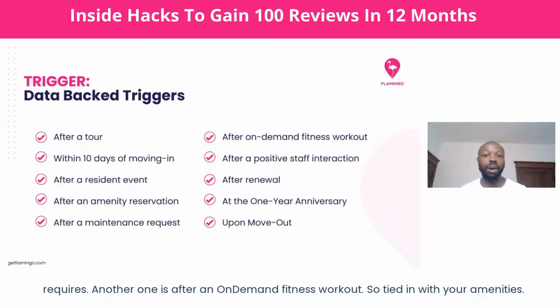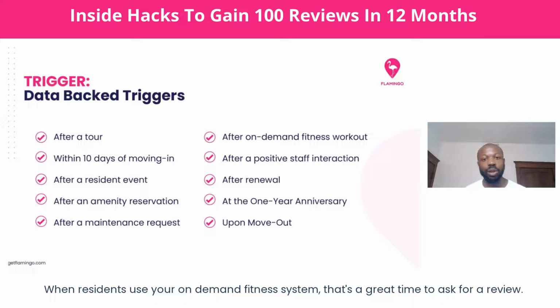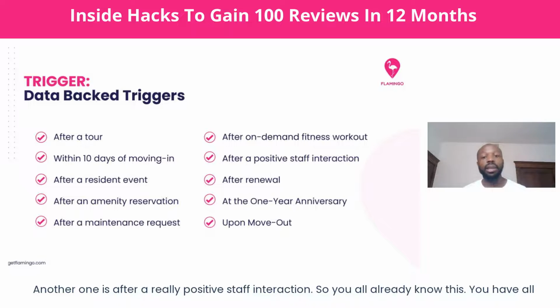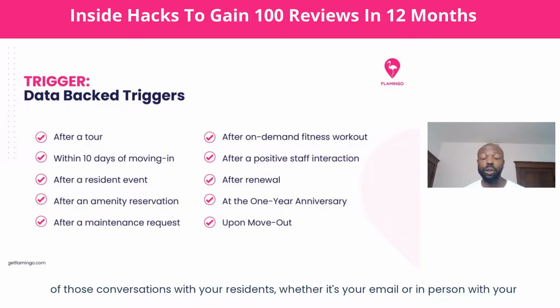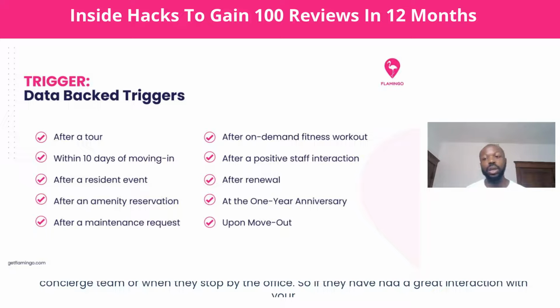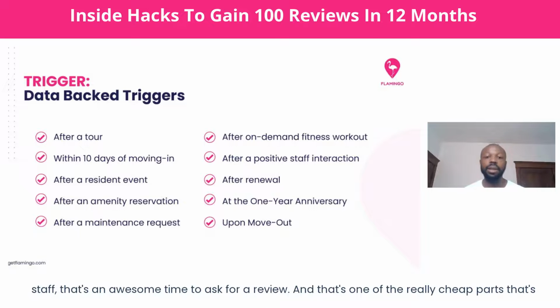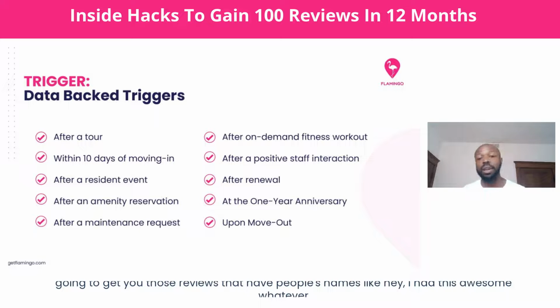Another one is after an on-demand fitness workout. Tied in with your amenities, when residents use your on-demand fitness system, that's a great time to ask for a review. Another one is after a really positive staff interaction. You all already know this. You have all of those conversations with your residents, whether it's via email or in person with your concierge team or when they stop by the office. If they have had a great interaction with your staff, that's an awesome time to ask for a review. And that's one of the really key parts that's going to get you those reviews that have people's names.